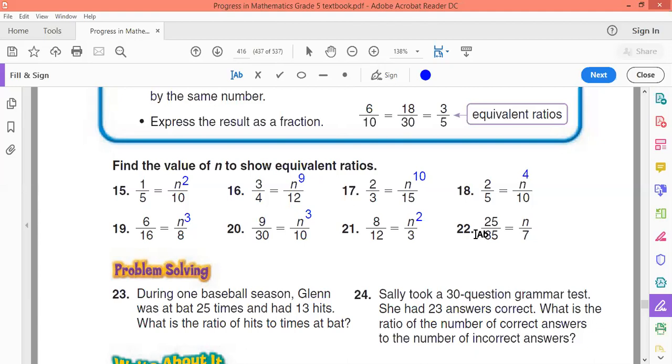Question number 22, Omar. Well, question number 22, it's 5. Yes, correct. How did you get this 5? 35 divided by 5 equals 7, so 25 divided by 5 equals 5. Excellent. It's 5. This is how you calculate equivalent ratios. Is it clear? Yeah. Very clear.